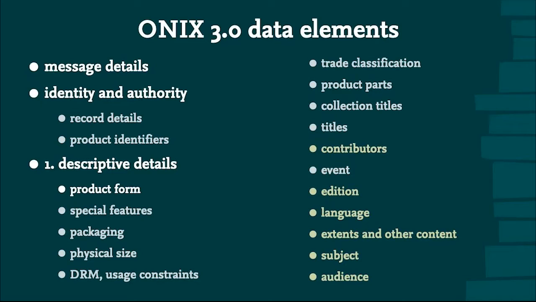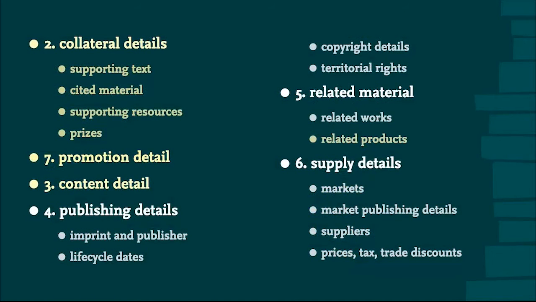Audience. In ONIX, you can send a code to say it's suitable for this kind of audience, a trade audience, an educational audience. But there's also descriptive data where you can describe that audience. And another aspect of audience, which is very important, is the information that you can attach to marketing materials to say it's for this audience.